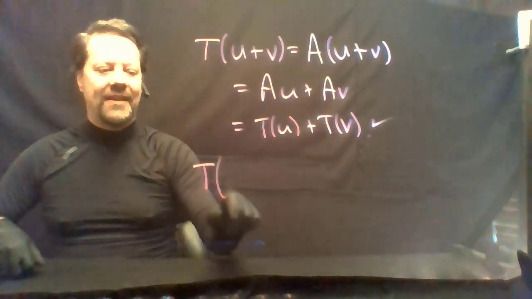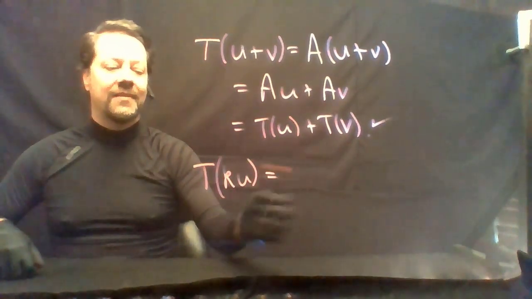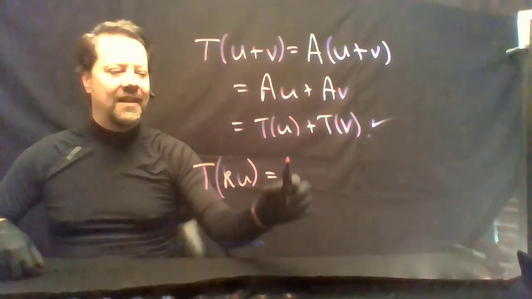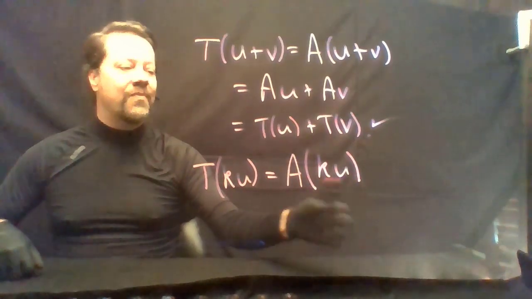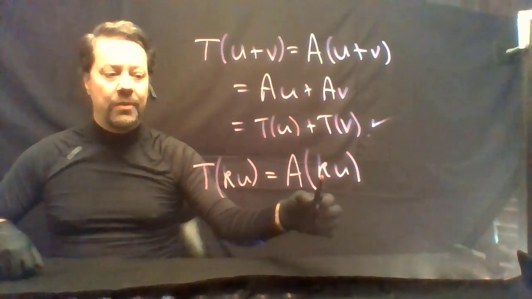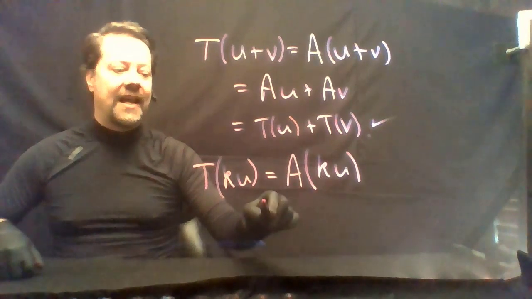Now, what about T of k times u? What happens to the constant k? Well, it's A times k times u. Scalars commute with everything, so we can bring the scalar k out front.